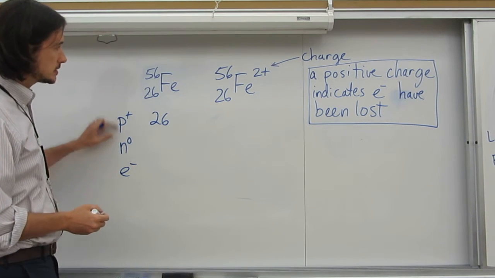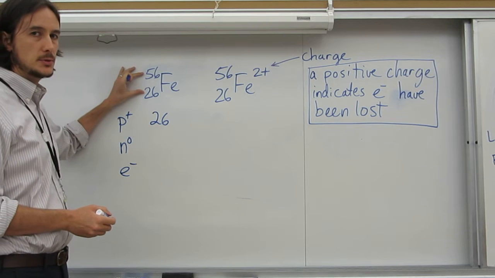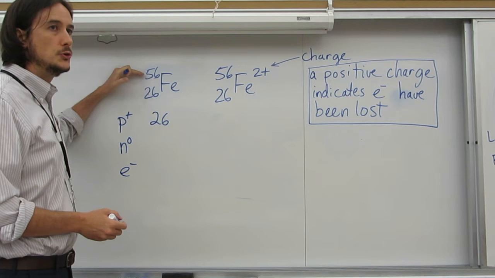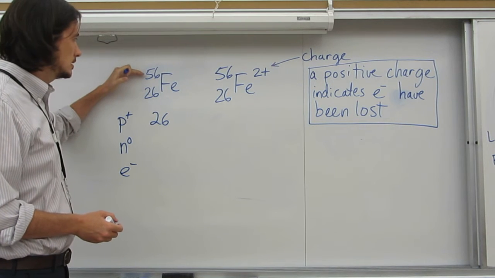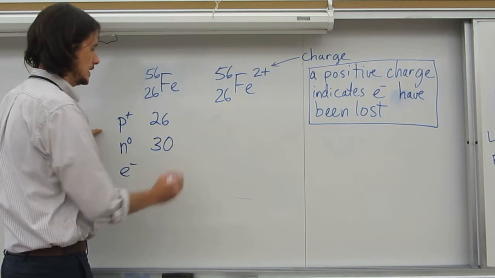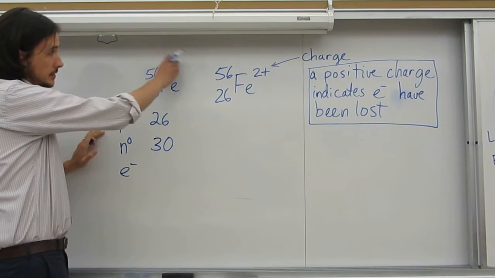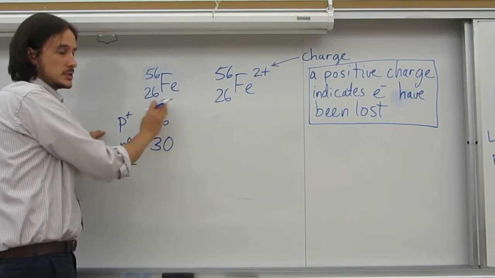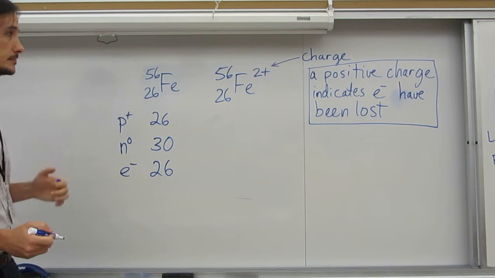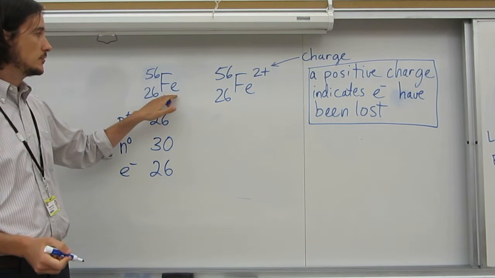The number of neutrons is the difference between these two numbers. This 56, there's 56 total nucleons, neutrons and protons, and 26 protons, so we got 30. And like we said, there's no charge. We don't see a charge. Since there's no charge, there are 26 electrons. All right, so that takes care of atoms.